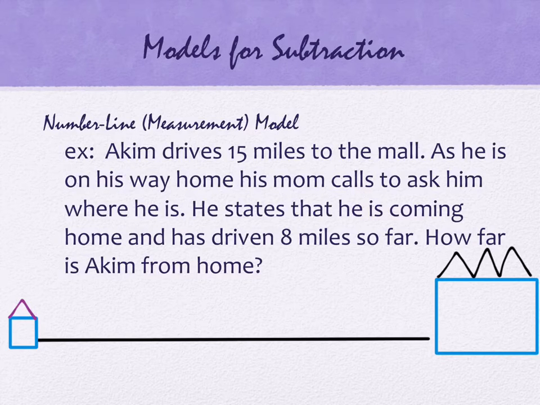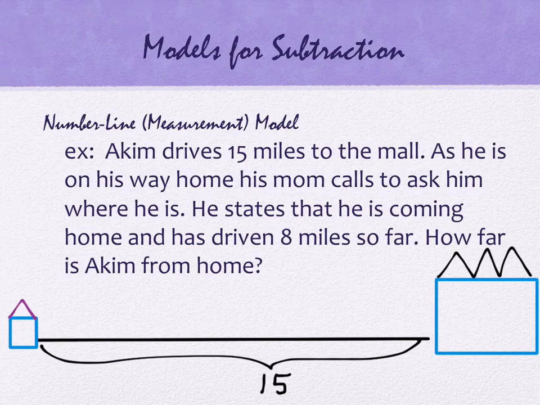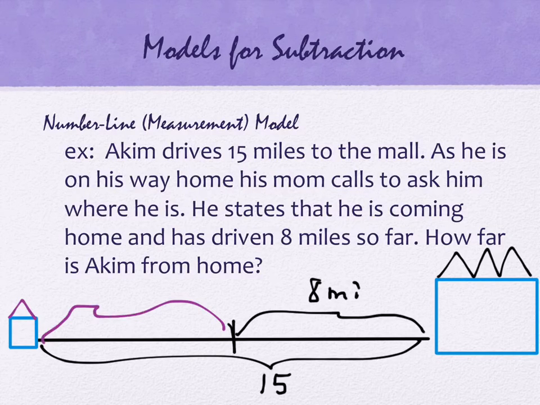And what do we know? We know that they're 15 miles apart, correct? So this whole length is 15. And he says that he is 8 miles from the mall. He's driven 8 miles so far. So this is where he's at. He's 8 miles back here. And the question is, what distance then does he still need to go to get home? And the answer would be 7. He is 7 miles still from home.